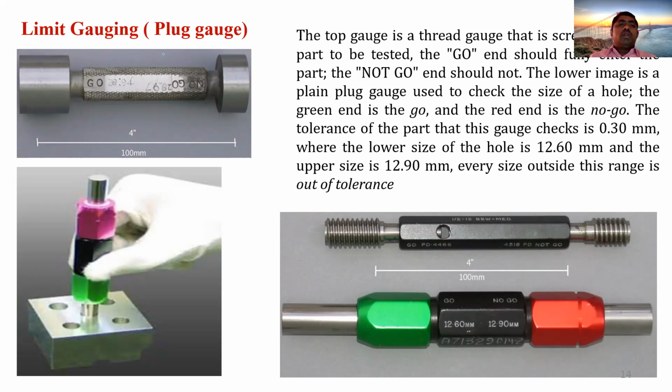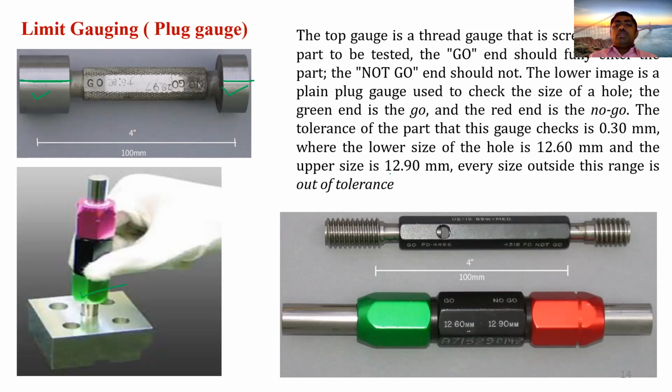This is called a plain plug gauge. This is the go end and this is the no go end. Always the go end is larger than the no go end, because it has to go through the hole. So these plug gauges are used for inspecting or checking the hole dimensions. It has to pass through the entire hole, like this.